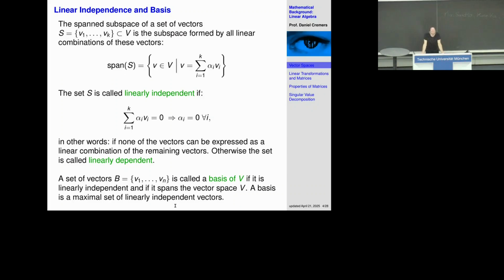So then we can talk about linear independence and about this concept of a basis of vector spaces. And here, first of all, we can define the span. If we have a set of vectors, v1 through vk, this set S, then we can take any linear combination of these vectors, and these linear combinations form what is called the span of S. That is the space that is spanned by these k vectors.